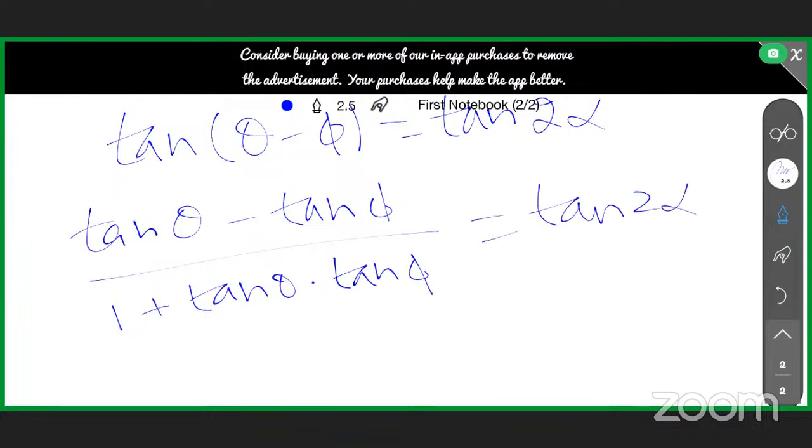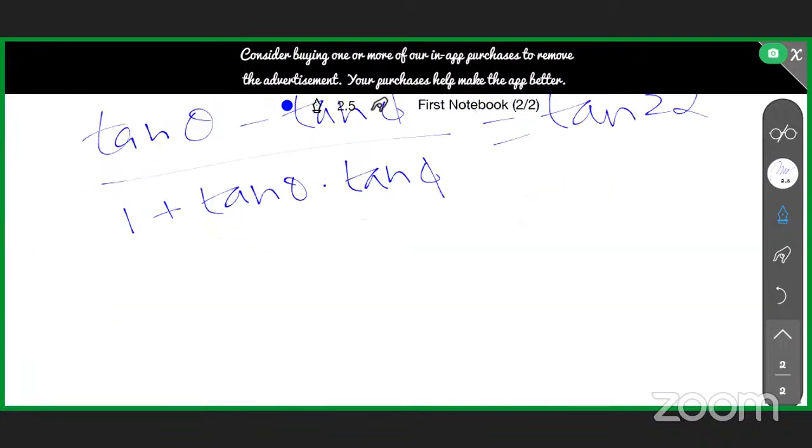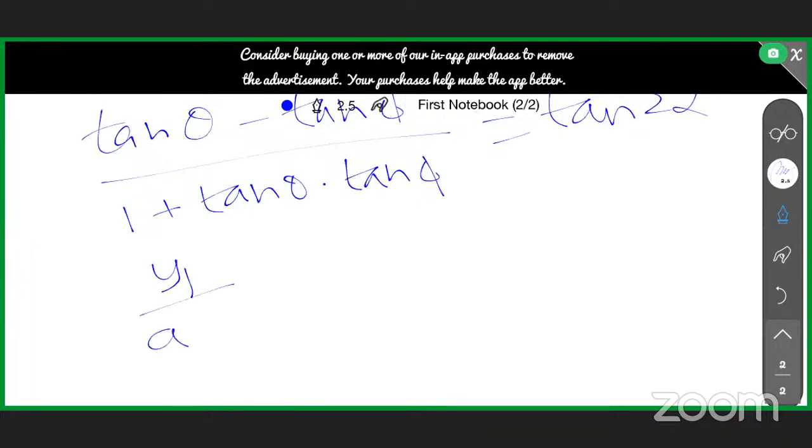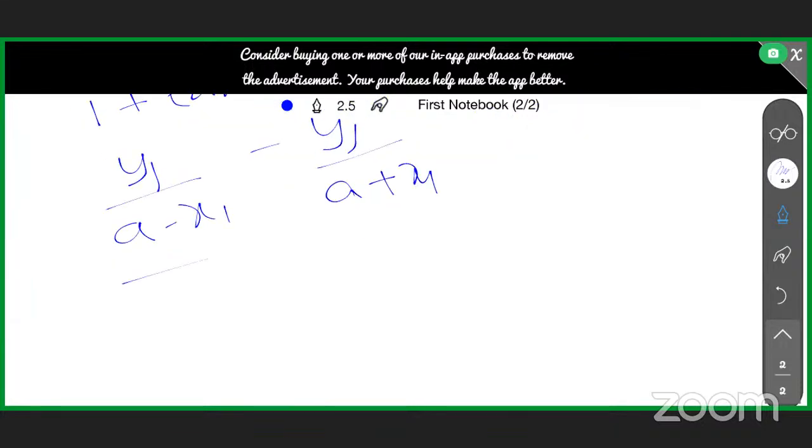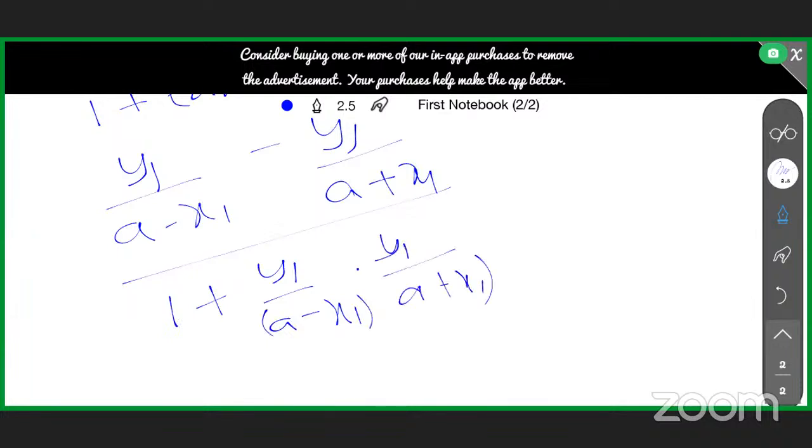Now I'll keep my RHS as it is. I will not do anything for my RHS. I'll take my LHS. What is my tan theta value? Tan theta is y1 by a minus x1, minus tan phi, which is y1 by a plus x1, whole divided by 1 plus y1 by a minus x1 into y1 by a plus x1. Yes or no? Yes, sir.